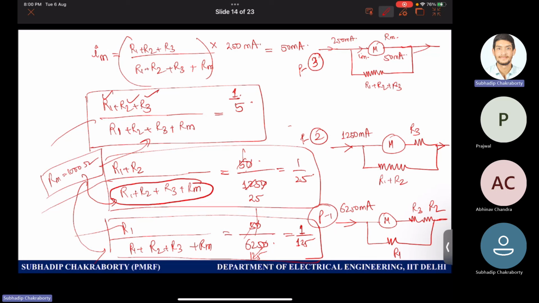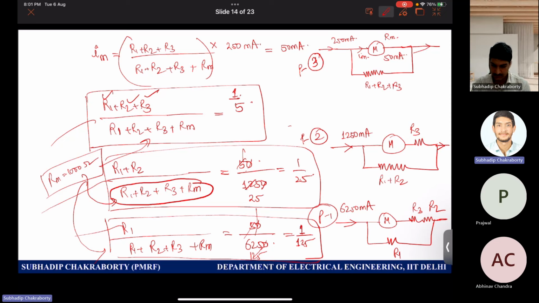So how are you solving? Any idea? Sir, R3 equals 200 ohm. Okay. And what about R1 and R2? Sir, R1 equals 10 ohm and R2 equals 40 ohm. Okay.